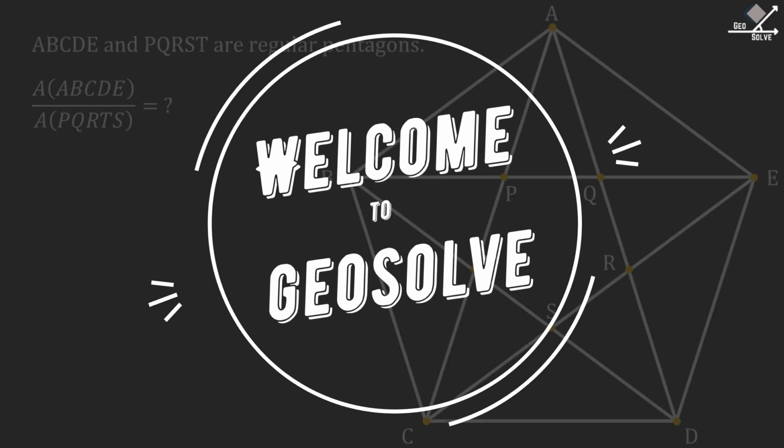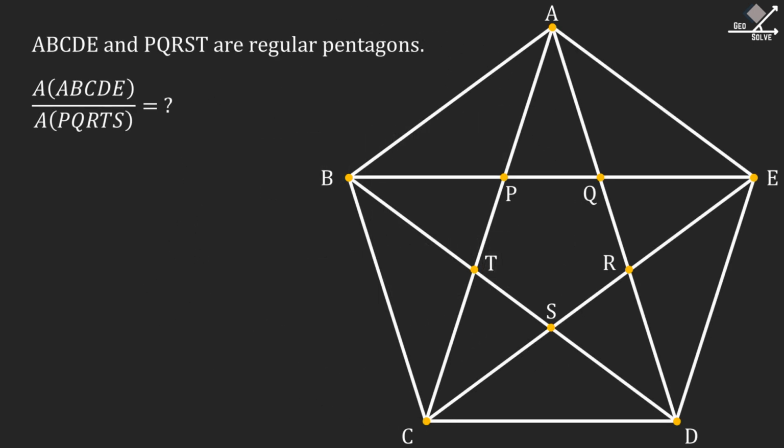Hey, welcome to GeoSolve. This is an interesting and a little bit challenging Olympiad question. Both ABCDE and PQRST are regular pentagons, and we are asked the ratio of their areas.